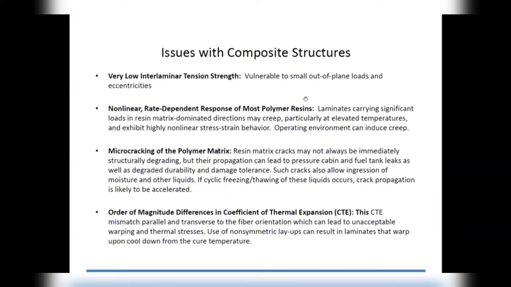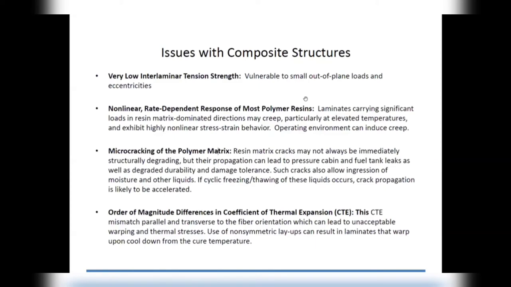We also know that there are some nonlinear rate-dependent responses for many polymer resins. Laminates carry a significant amount of the load, and the resin matrix dominated directions may creep. That's particularly a potential issue for elevated temperatures. And these composites could start exhibiting a nonlinear stress-strain response as well. So the operational environments can induce creep. It's important to keep that in mind as you're designing a composite, and not lose sight of these particular issues.